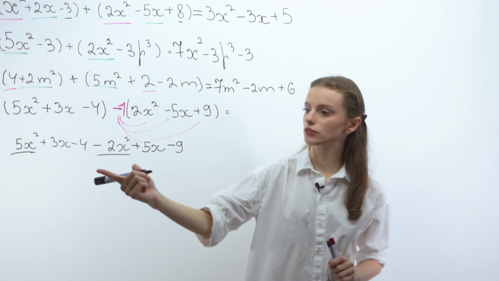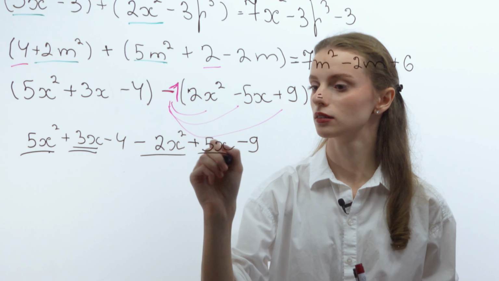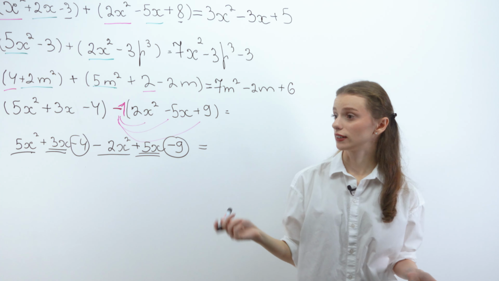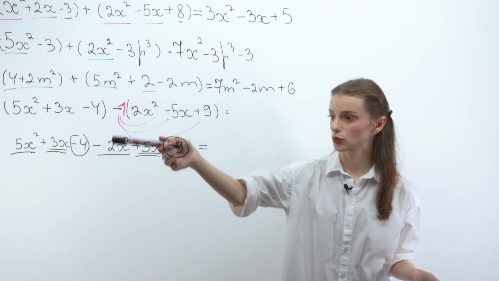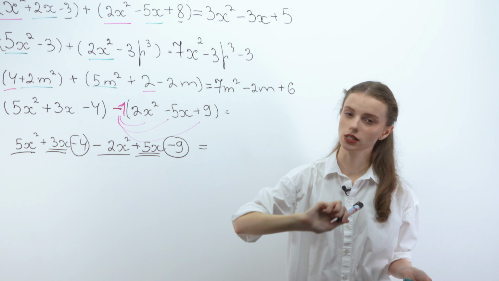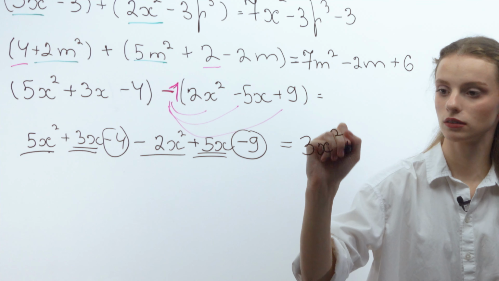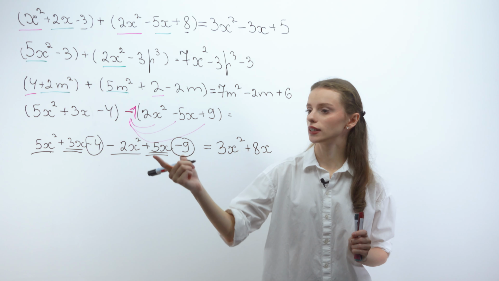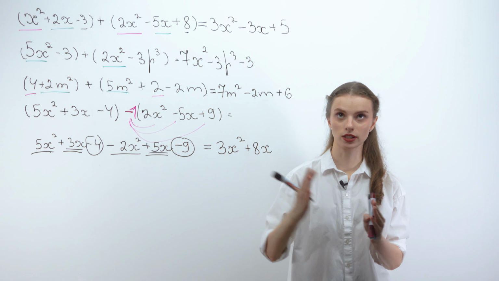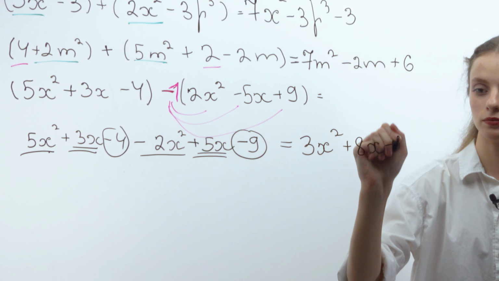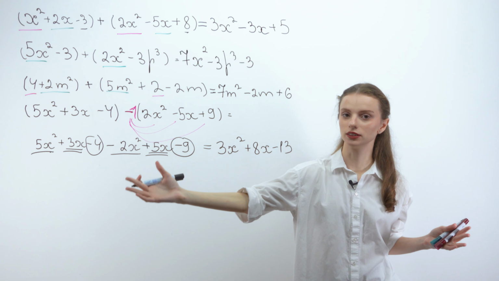And then I have 3x plus 5x, and then I have -4, -9. What I finally get, 3x squared minus 2x squared is 3x squared. Then I have 3x plus 5x, 8x. And then I have -4, -9. So I start at -4, I keep going negative direction. So I have -13. And that, my friends, is the final answer.